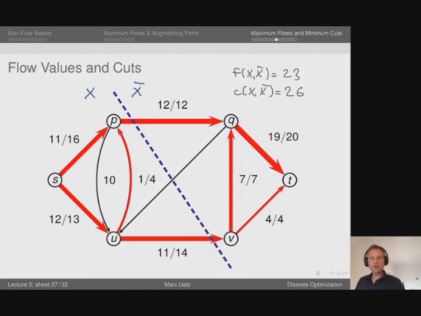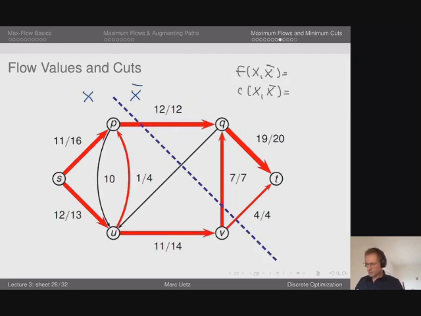And if I now look at the other cut that we had before, so the cut that separates the network along this line here, then we see the flow value is certainly still 23. And what is the capacity of that cut? Well, the capacity of this cut was actually 12 plus 7 plus 4, which is also 23.